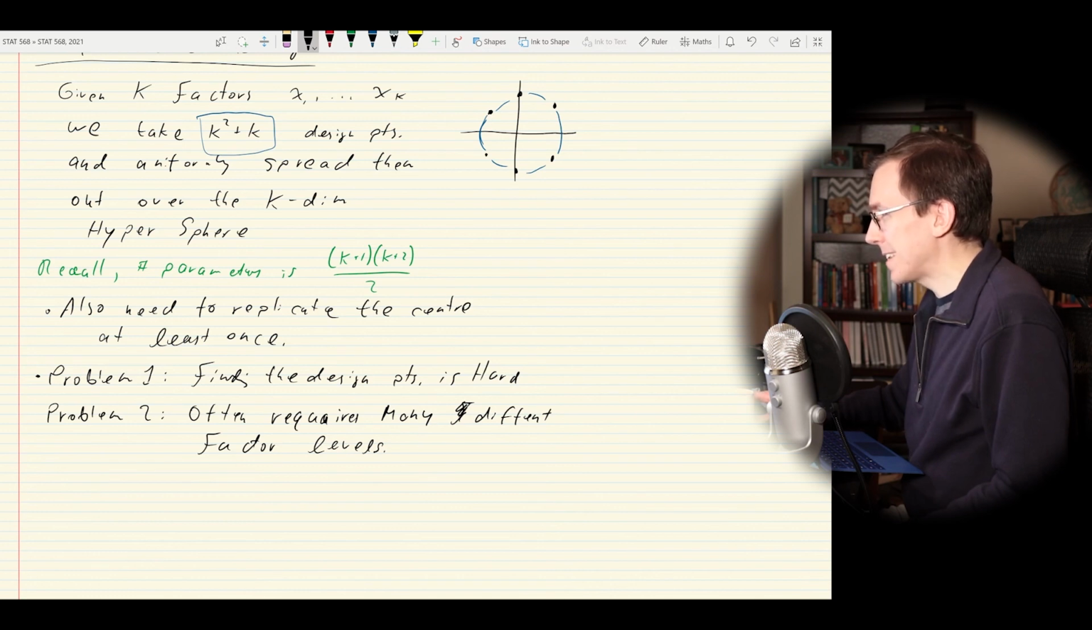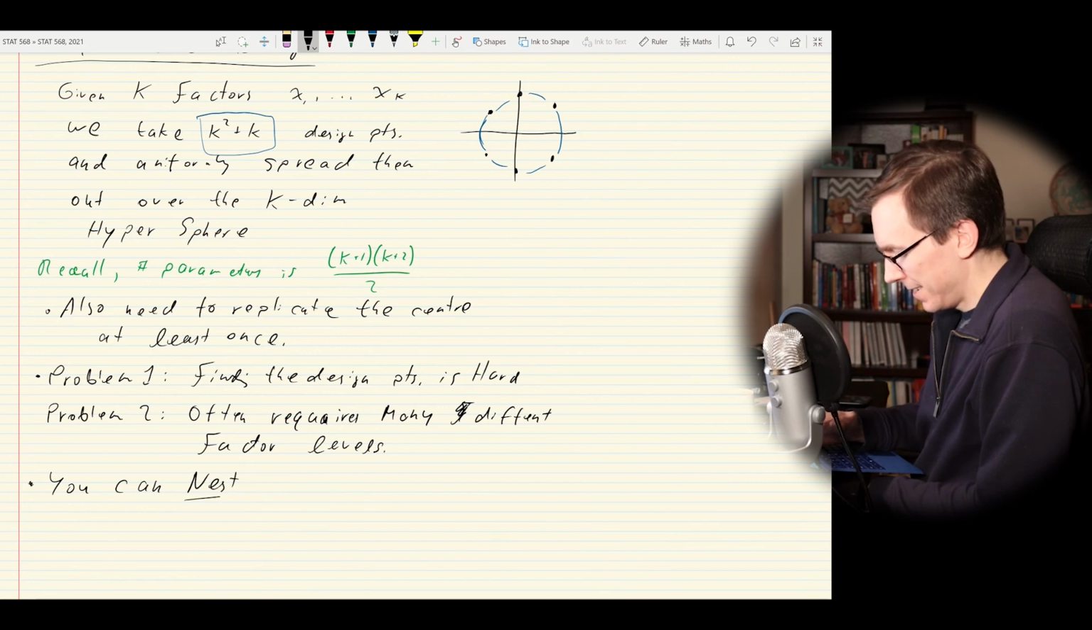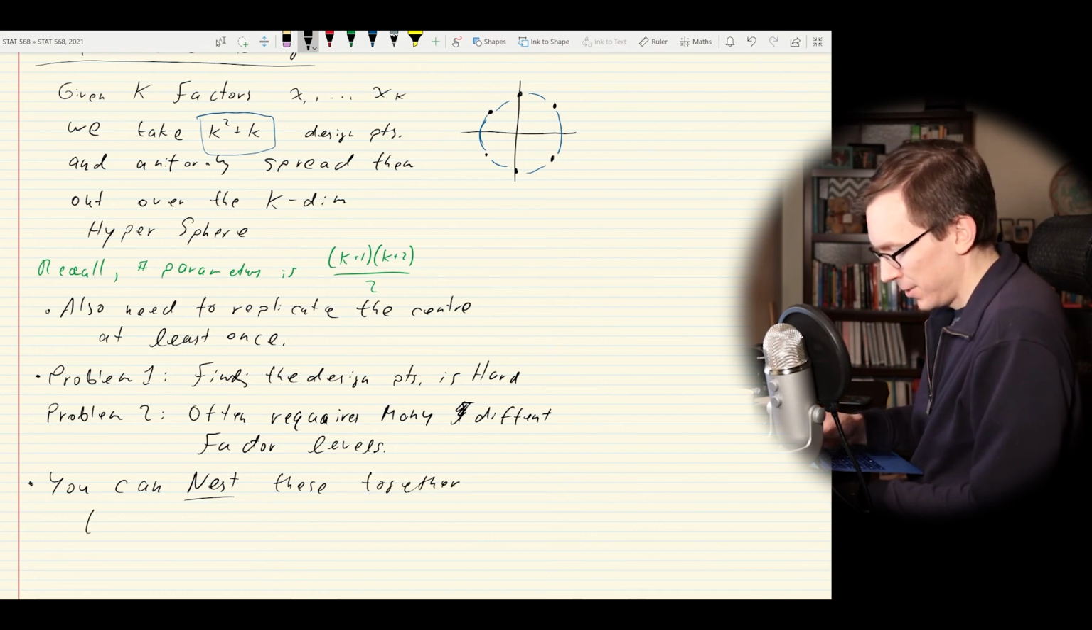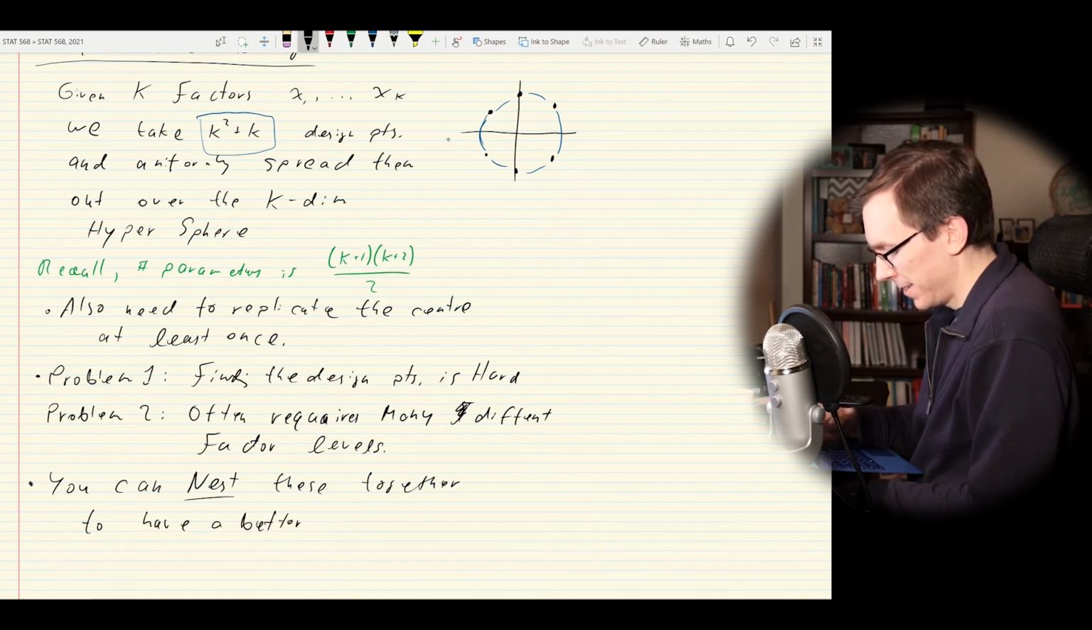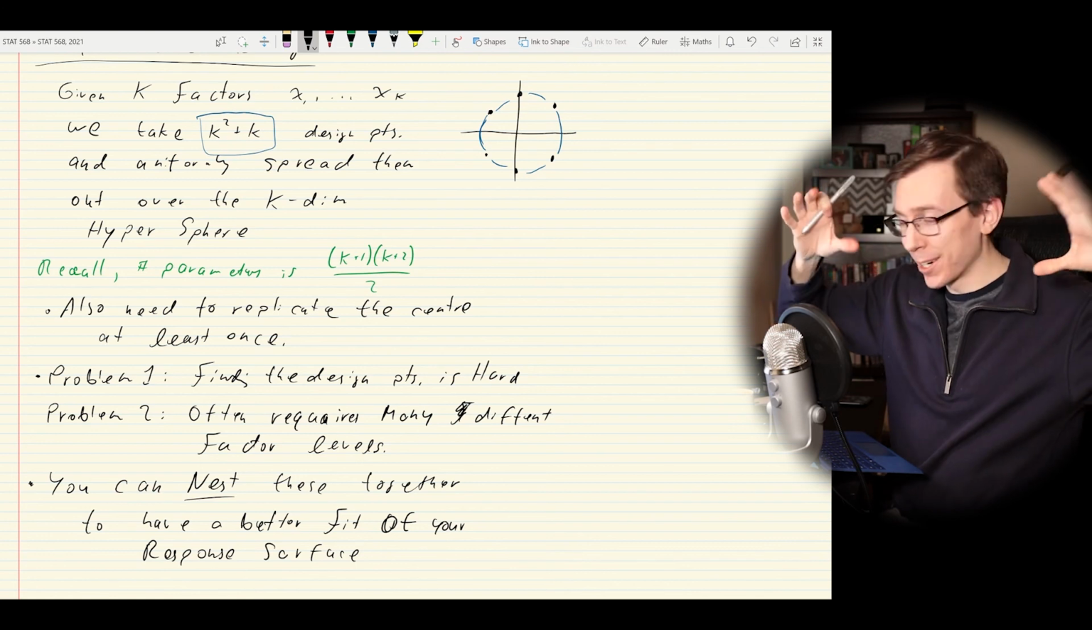You can also nest these together to have a better fit of your response surface. And what I mean by nest is that you can basically take one of these uniform shells and then you can put another bigger one around it.